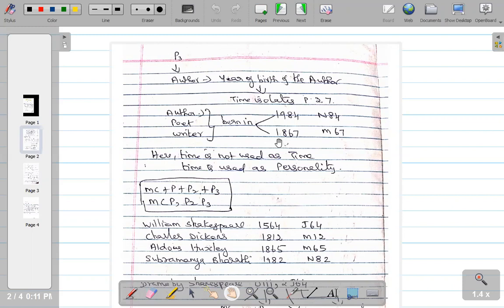P2 stands for forms of literature, and you need to take the number from 2.94, the O main class. Good.